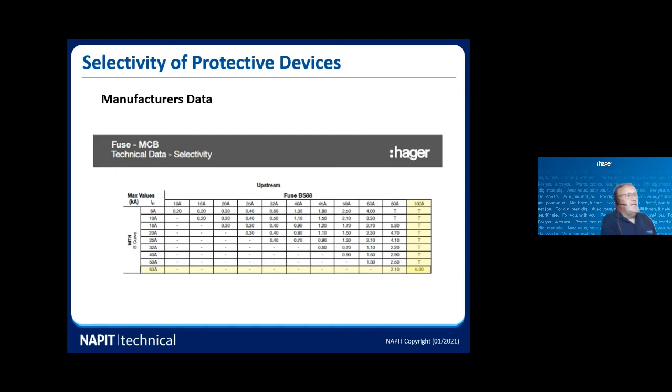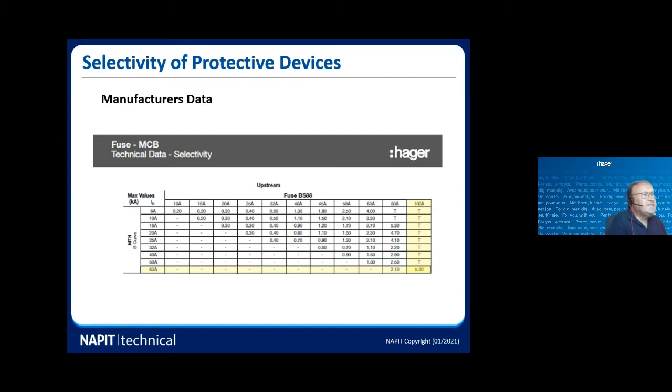Now, what this means is, in the real world, we can achieve partial selectivity if you had a 100 amp BS88 fuse upstream of a 63 amp type B circuit breaker up to a fault value of 5.3 kA. So if the fault where the MCB is installed is 5.3 kA or less, you will achieve selectivity. If the fault is more than 5.3 kA, you won't achieve selectivity.